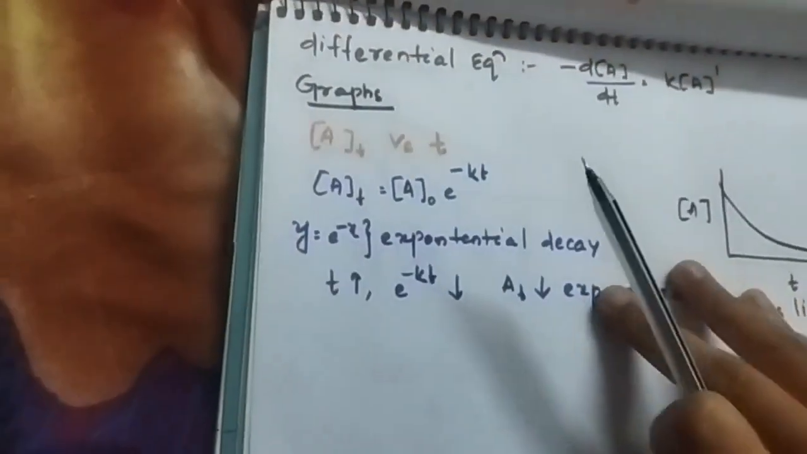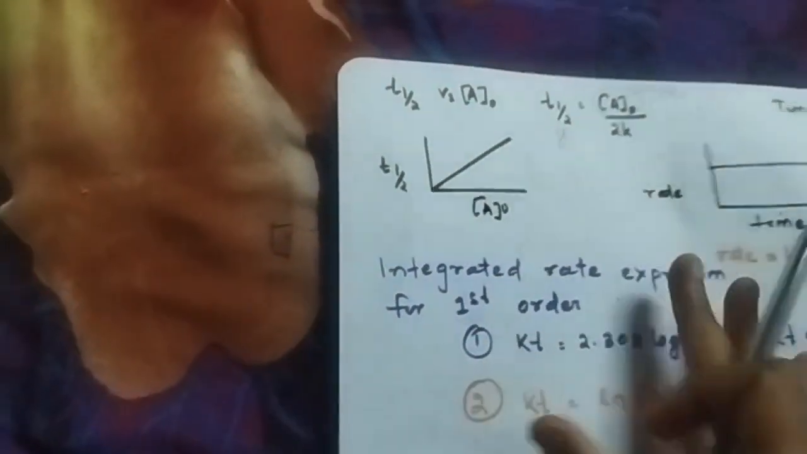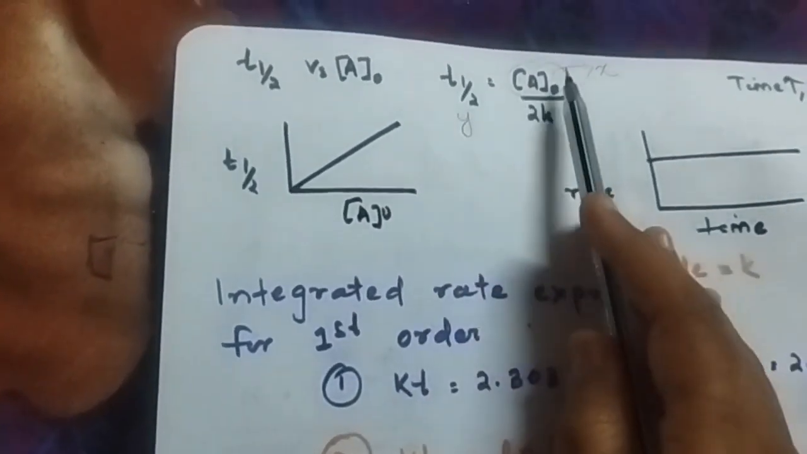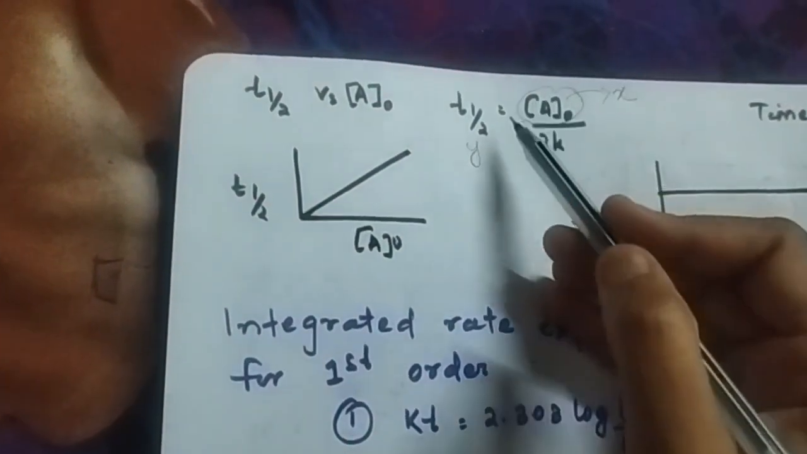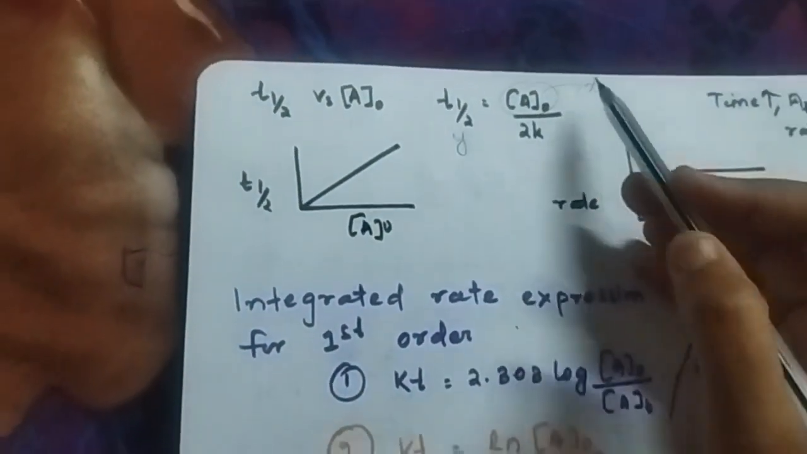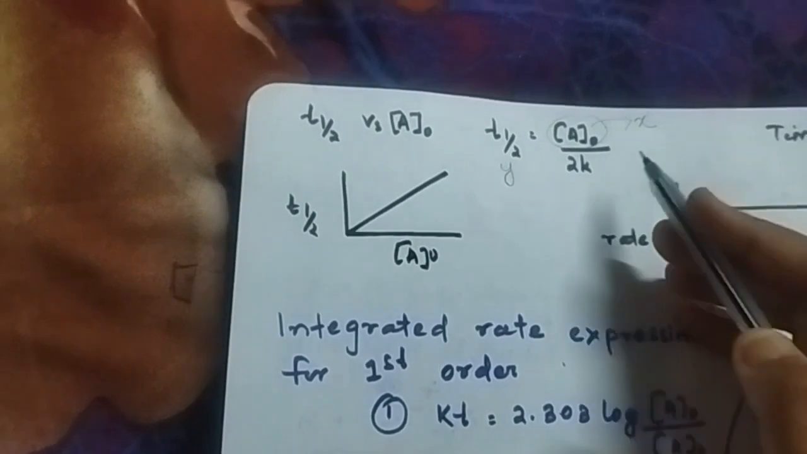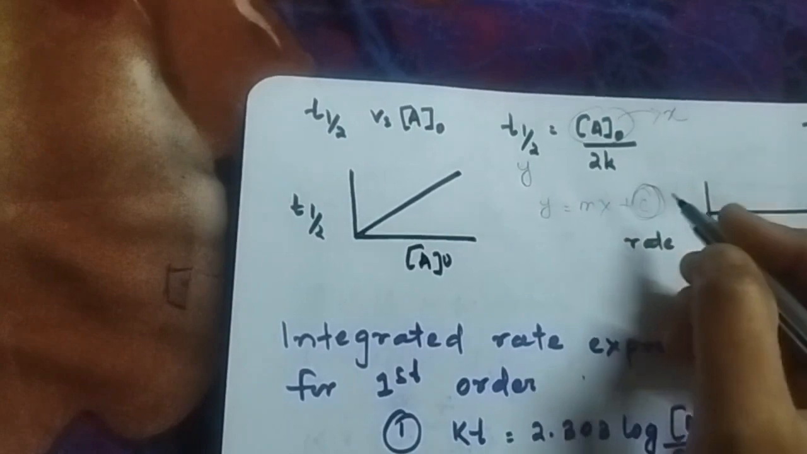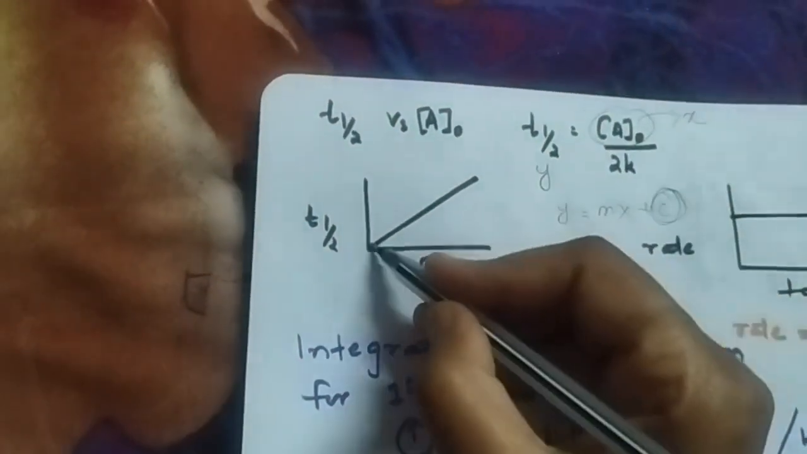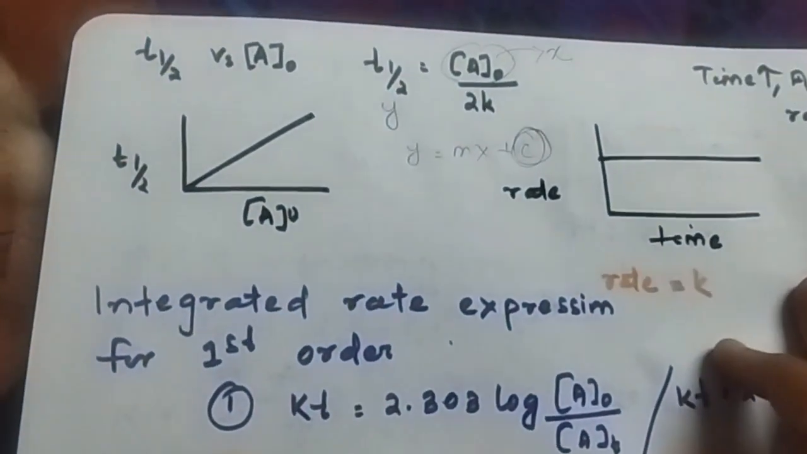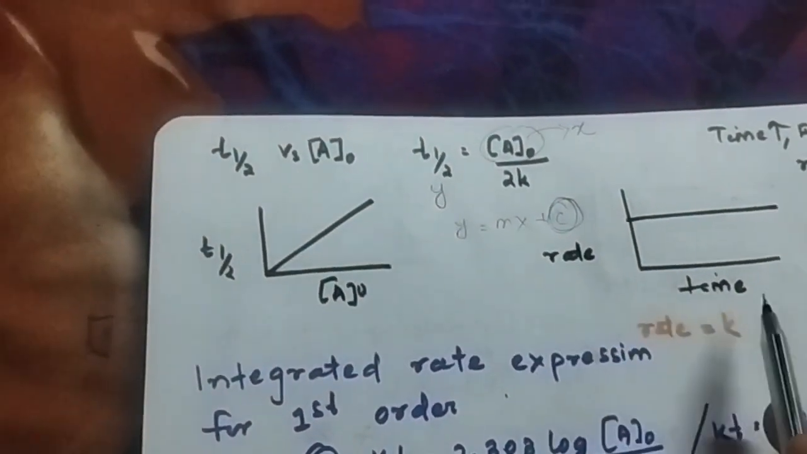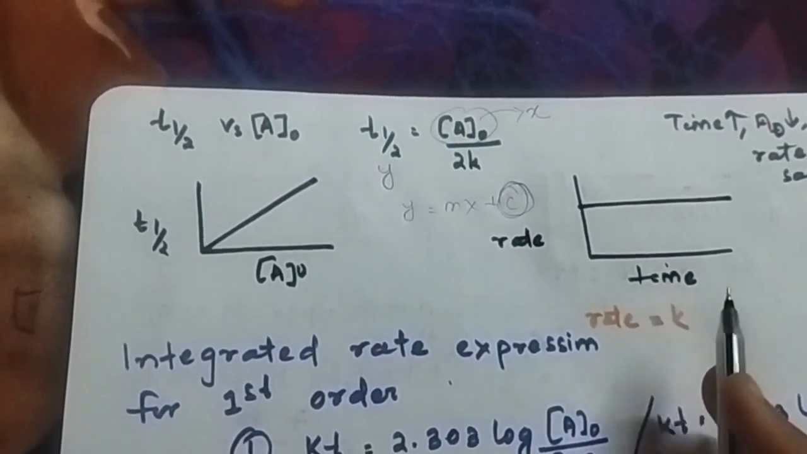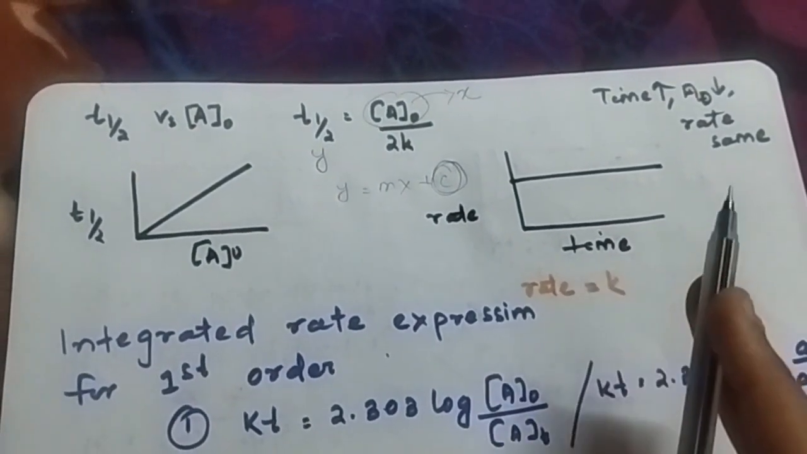Next, when we draw a graph between t half and A naught, we know the formula t half equals A naught by 2k, and we have taken t half on the y-axis and A naught on the x-axis, and this is also a straight line equation, y equals mx plus c, where the intercept is 0. So the nature of the graph is a straight line which passes through the origin. When we draw a graph between rate and time, the nature of the graph is also a straight line which is parallel to the x-axis.